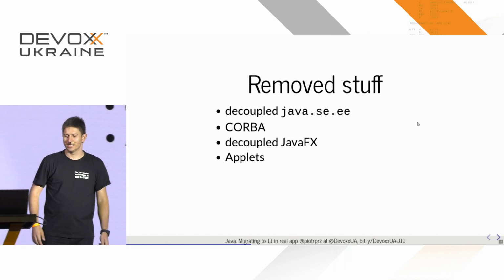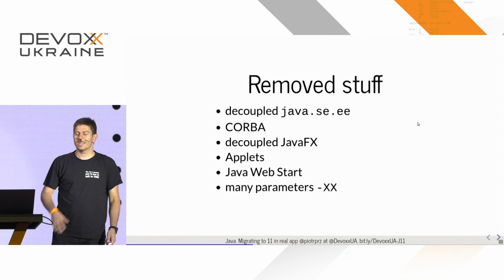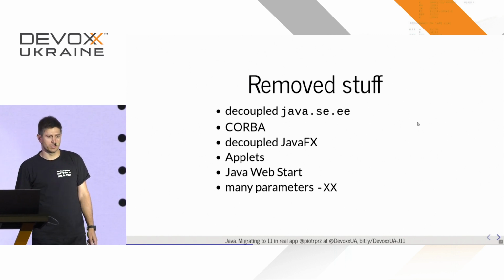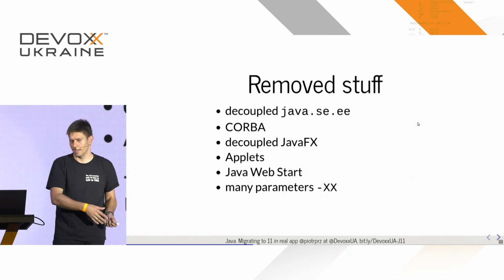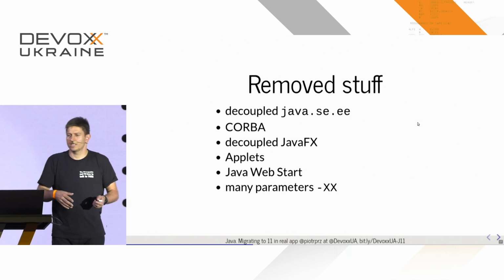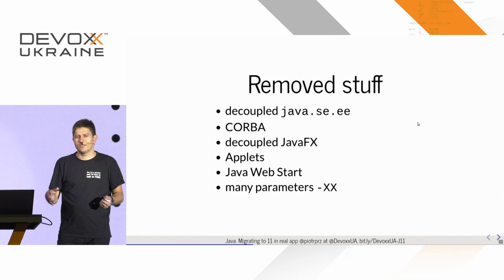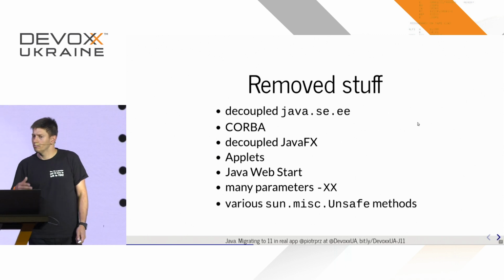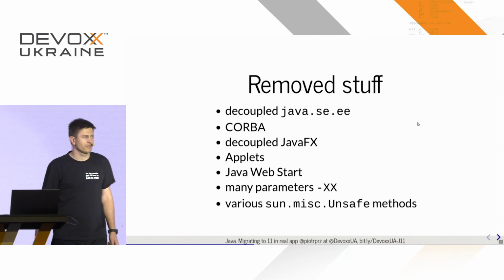JavaFX got decoupled. Applets got removed, of course. Java Web Start is also no more. Many XX parameters also got removed because they were there for backward compatibility. Even if they didn't do anything, they were still there. So now instead of almost 800 parameters, if I remember correctly, in Java 11 we had 500 something, so many of them got removed. And of course, many methods from sun.misc.Unsafe got removed.